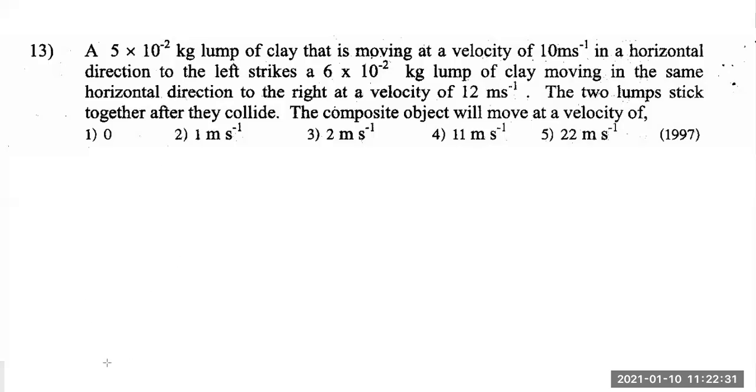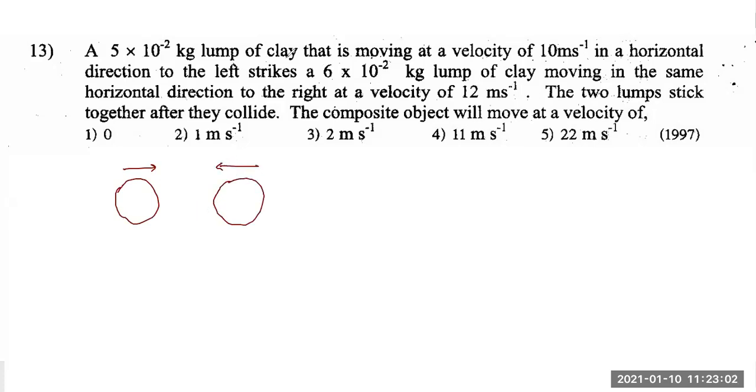A 5 × 10^-2 kilogram lump of clay that is moving at velocity 10 meters per second in a horizontal direction to the left strikes a 6 × 10^-2 kilogram lump of clay moving in the same horizontal direction to the right at velocity 12 meters per second. All right, now this is interesting. This one is moving to the right. So one clay lump is moving to the right, and the other clay lump is moving to the left.